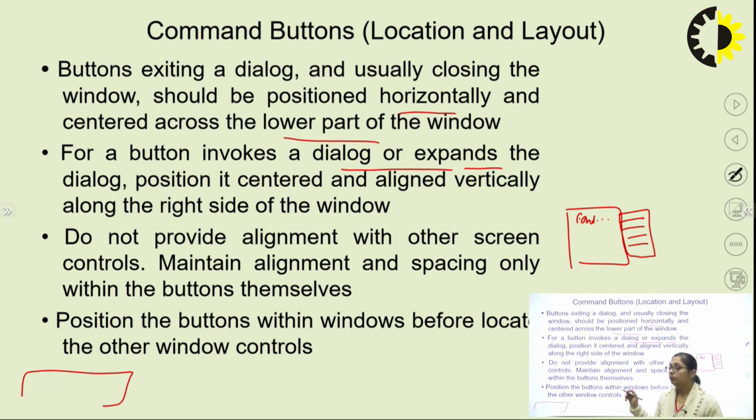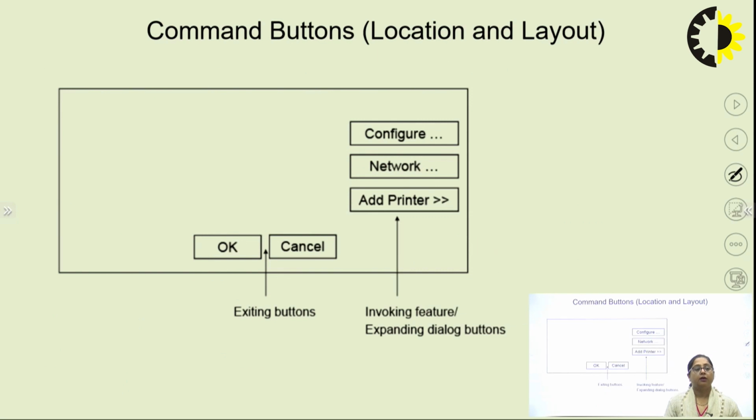Do not provide alignment with other screen controls. Maintain alignment and spacing only within the buttons themselves. You can use alignment within the button, not the outer alignment, and position the button within the window before locating the other window's controls. So these are the examples here.